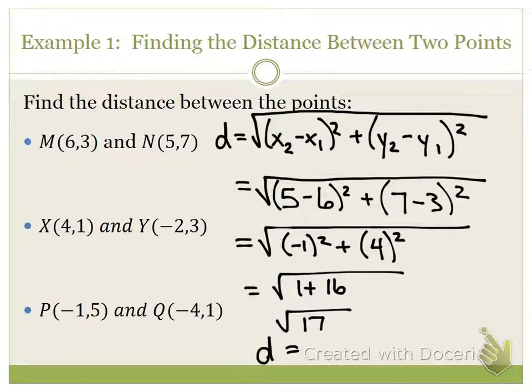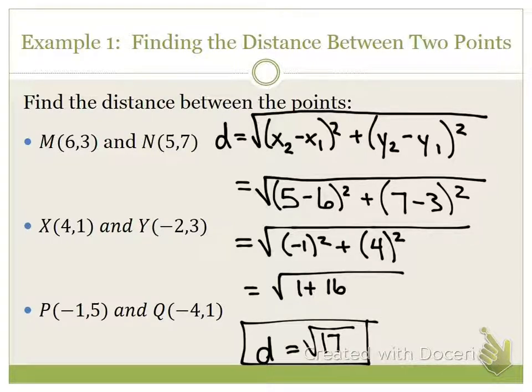Oh, we just leave it as the square root of 17. Distance equals the square root of 17. Because, are there any perfect square factors in the number 17? If I put the square root of 17 in my calculator, what do I get? 17. I get 17. Okay, so since there are no perfect square factors, that's my simplified answer, and I'm done.